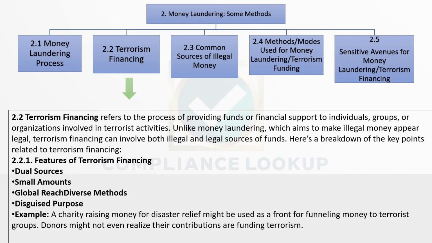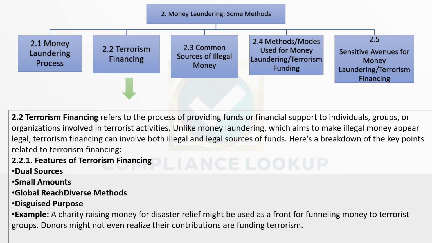Small amounts. Often, terrorist organizations do not need large sums of money. Small amounts spread over time are enough to fund operations or specific attacks, making detection harder. For example, terrorists may use small online donations to gather funds without triggering suspicion from financial institutions.